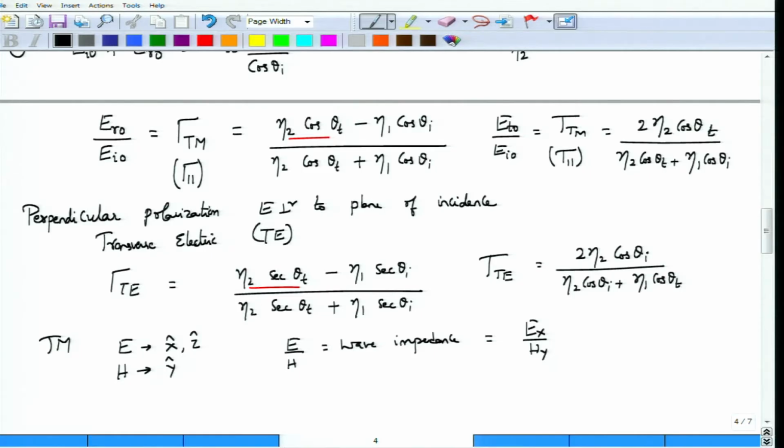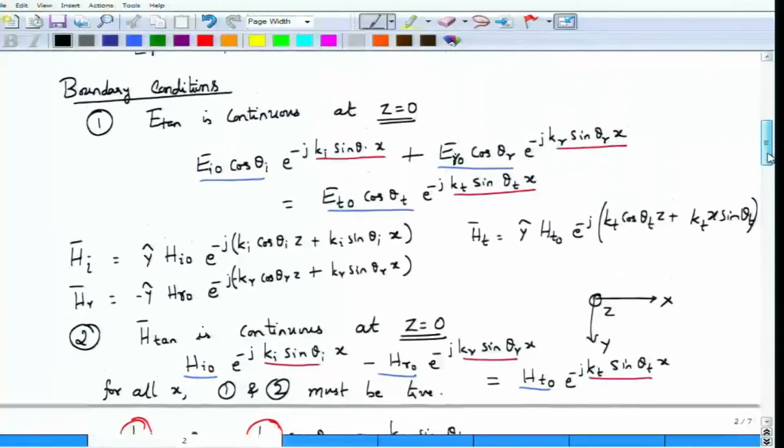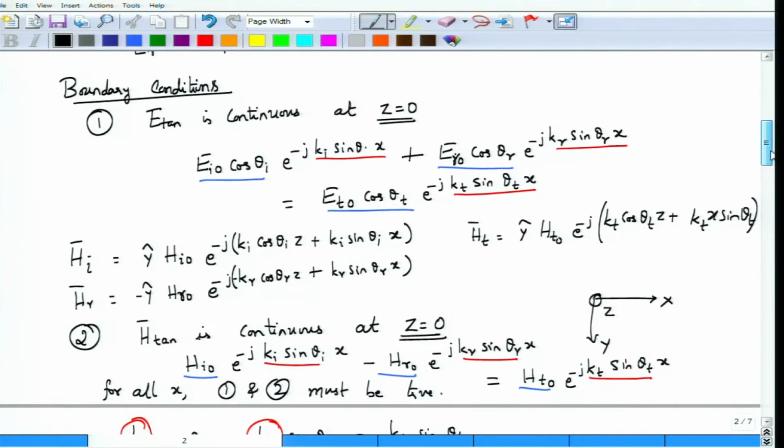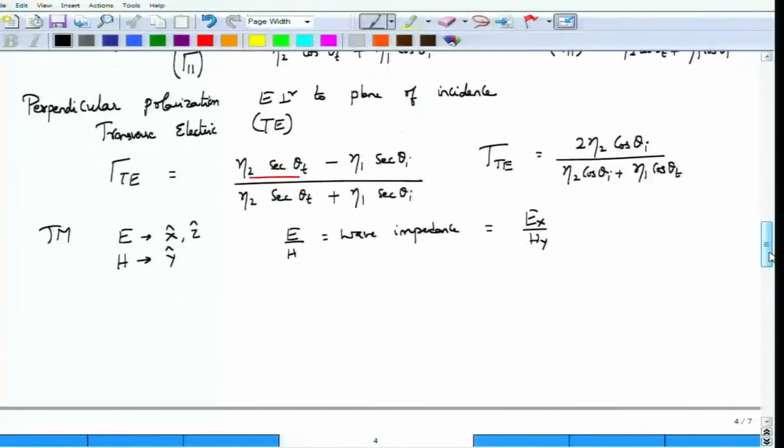And if you do this for the incident waves, what you will see is that, if you go back to the Ex component, this would be Ei0 cos theta I, right, and then the H component will simply be Ei0 by eta 1. So, for the TM case what you have is Ei0 cos theta I being the actual component of the electric field along the x direction divided by the magnetic field strength Ei0 by eta 1. Therefore, the wave impedance for the incident as well as for the reflected waves is given by eta 1 cos theta I.